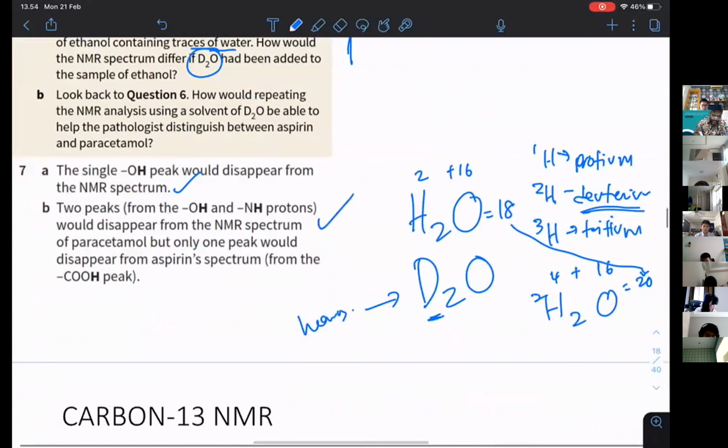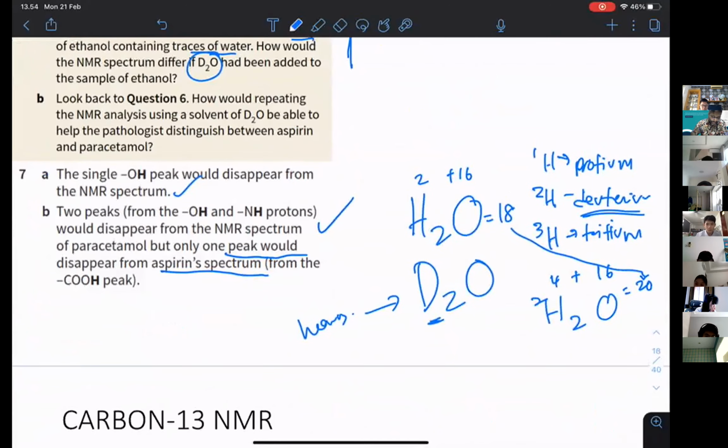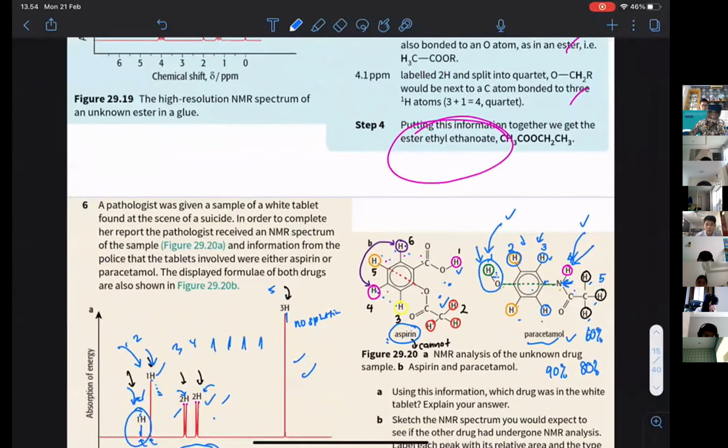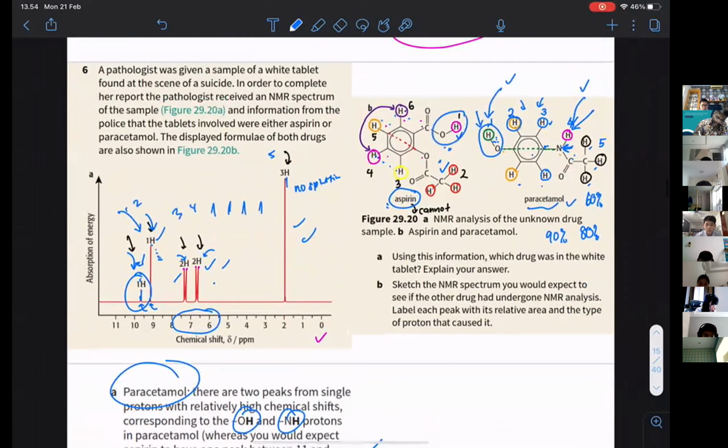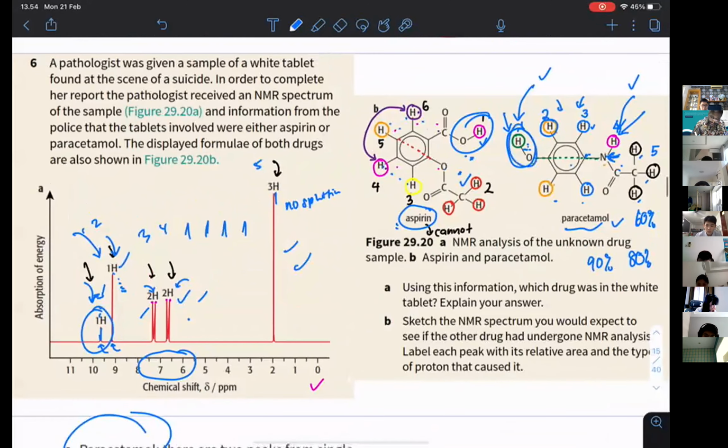You see, two peaks will disappear from the NMR spectrum, but only one peak will disappear from aspirin's spectrum. So for aspirin, only one. Let's see which one will disappear. Yeah, for aspirin, only this one will disappear. So for this one, two peaks will disappear.